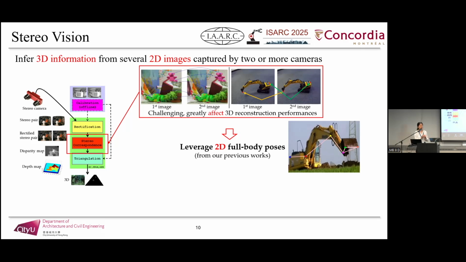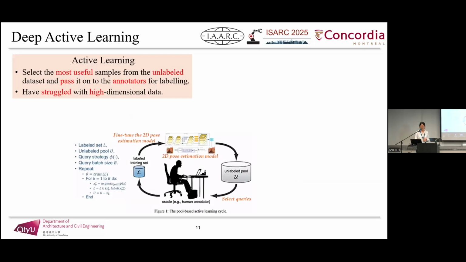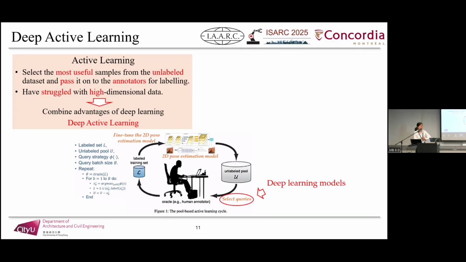We already know the location of the joints in each frame of the video. And then that is the information that we can leverage as the semantic information for us to do the triangulation. But as I've mentioned, we need to collect a lot of data for training the 2D posture estimation model. That's why we think about a method called deep active learning, so that we can use the minimum amount of data that is really required by the deep learning model.